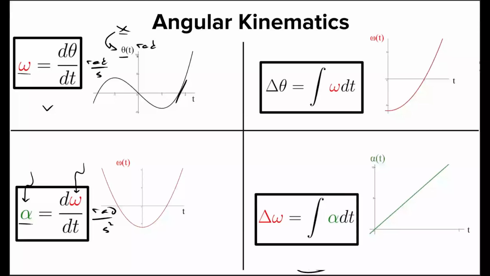Slope of theta gives you omega. Slope of omega gives you alpha. Area under alpha gives you change in omega. Area under omega gives you change in theta. So it's all the same thing. If they give you one of these as a function of time, you can take an appropriate derivative or integral to find whichever other thing you want.